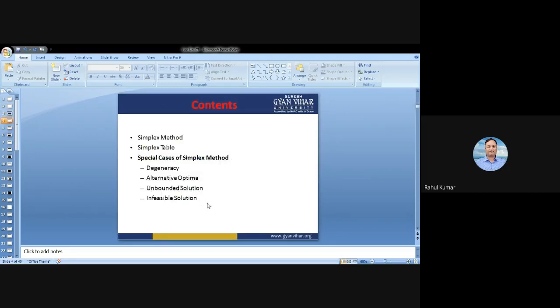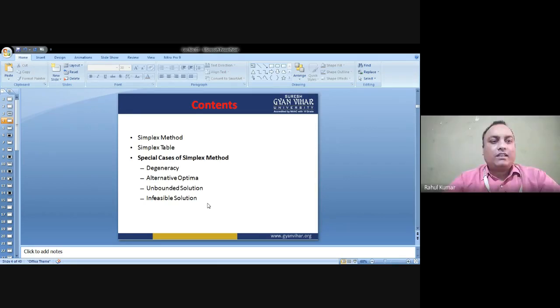The contents of this topic are the simplex method, the simplex table, and these four cases which come under the special cases of the simplex method. The first case is the degeneracy problem, then alternative optima, unbounded solution, and the infeasible solution. These are the four types of special cases in the simplex method.